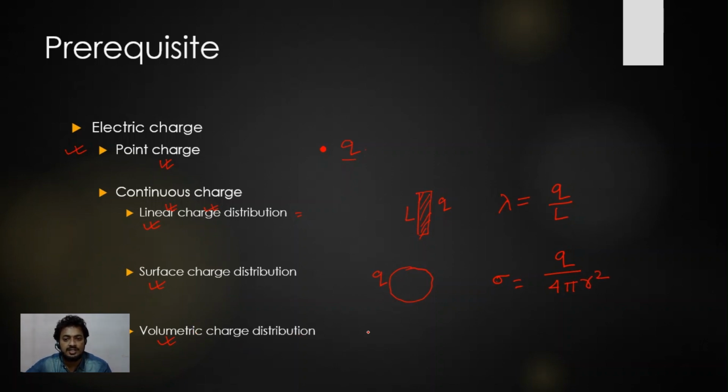Similarly, volumetric charge distribution. If there is a non-conducting sphere and let's assume it is uniformly charged, the volumetric charge density is denoted by rho and it is q by volume. You know the volume of a sphere is 4 by 3 pi r cube, so it will become 3q by 4 pi r cube. In application of Gauss law we are going to use lambda, rho and sigma.